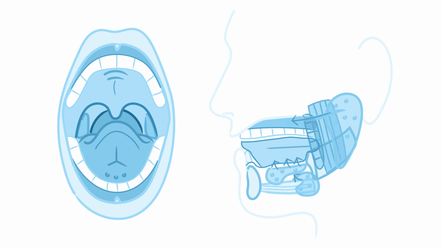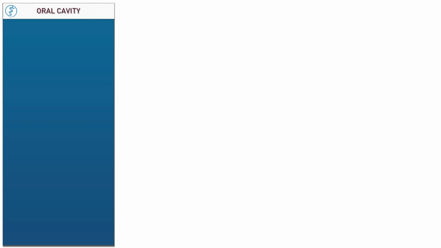Here we'll learn details of the oral cavity, the mouth, which is the first portion of the gastrointestinal tract. To begin, denote that the oral cavity anatomically divides into two regions: the oral vestibule, which is external to the teeth, and the oral cavity proper, which is enclosed by the teeth.